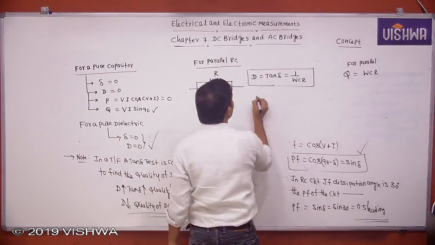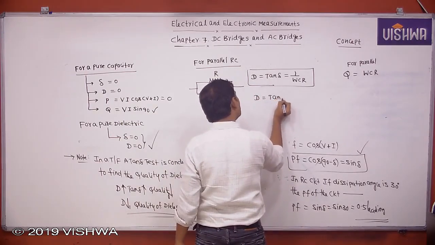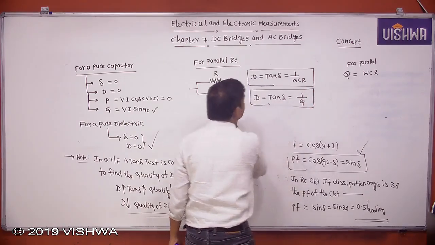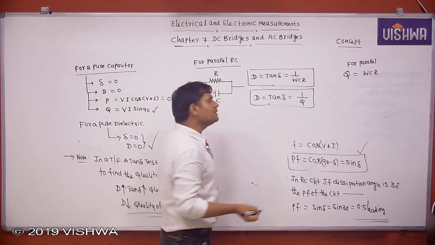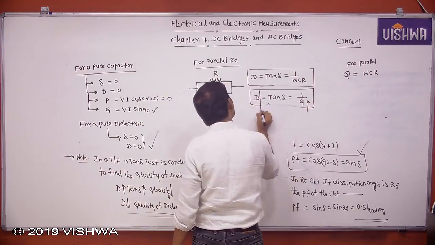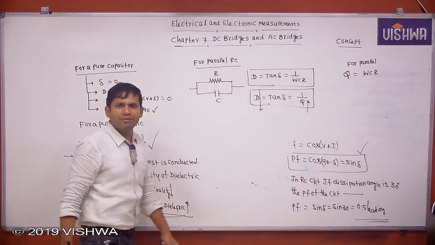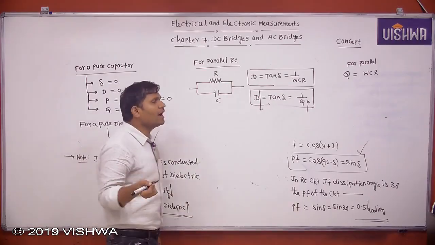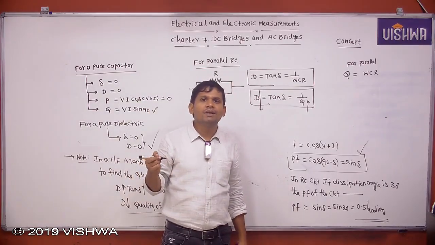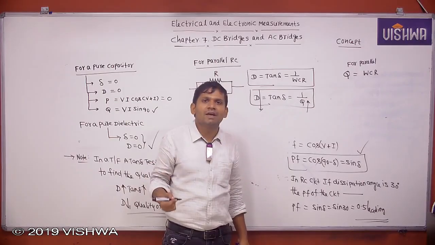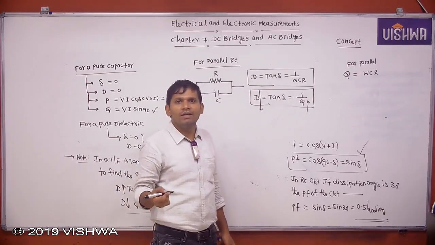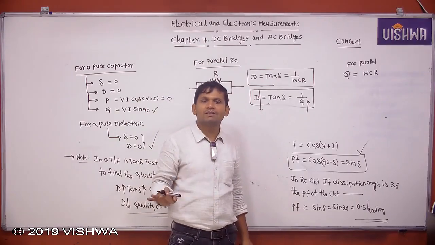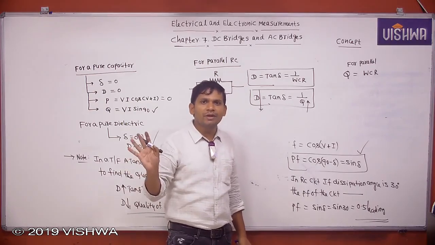Now you substitute here: D equal to tan delta, this is the relation between quality factor and dissipation factor. Always quality factor and dissipation factor are inversely proportional. That means high quality indicates low dissipation factor. If the capacitor has a low dissipation factor, then we can say the capacitor has high quality. This is in detail the significance of dissipation factor and quality factor, and the different types of AC bridges we are using. This concept is important for theory questions, so be ready to answer.